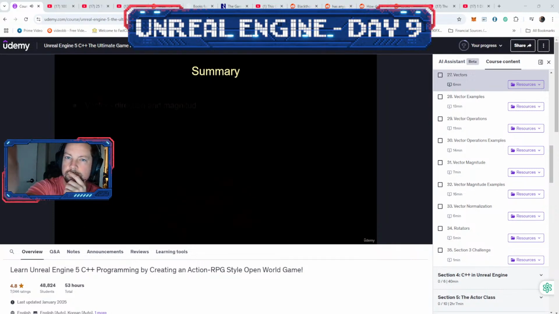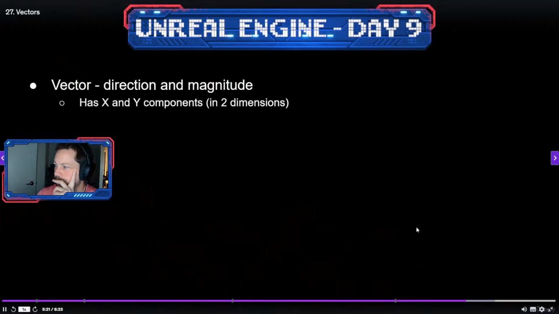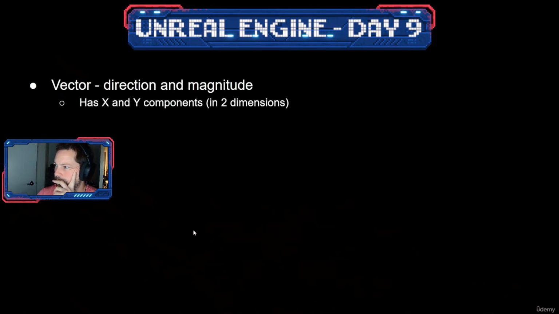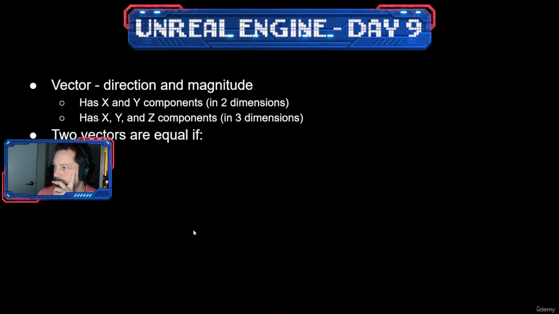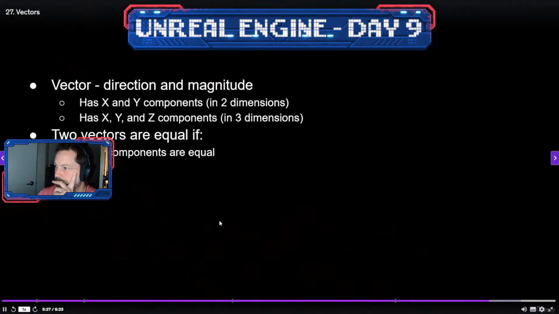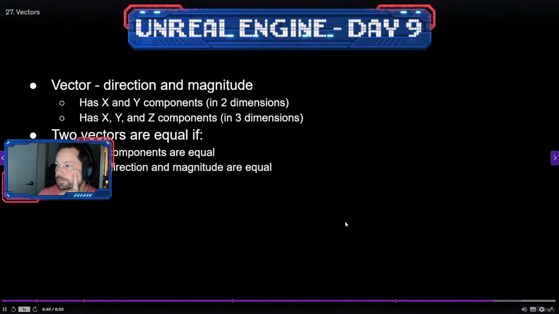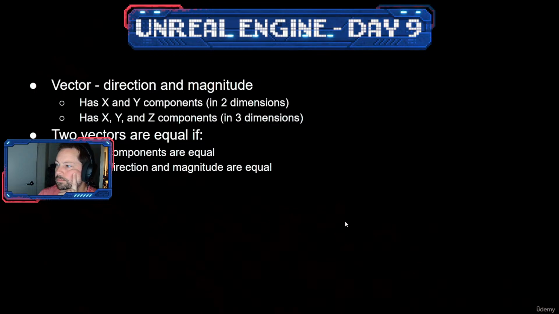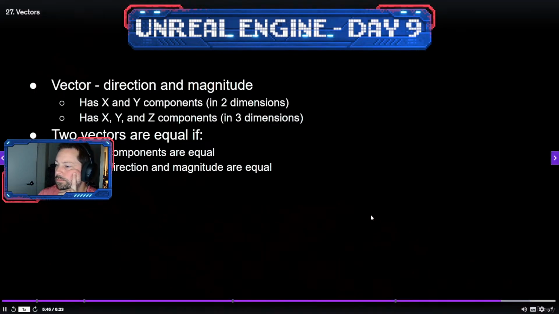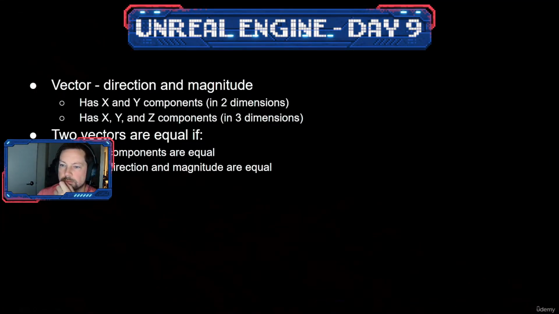So in summary, we've learned that a vector has two pieces of information, a direction and a magnitude. And we learned that it has x and y components if it's a two-dimensional vector. In 3 dimensions, it has x, y, and z components. And we learned that two vectors are equal if their x and y components are equal. If their components are equal, then that means their direction and their magnitude are equal. And these are the only things that matter when determining if two vectors are the same. It doesn't matter where they start in the xy plane or in the 3-dimensional world.